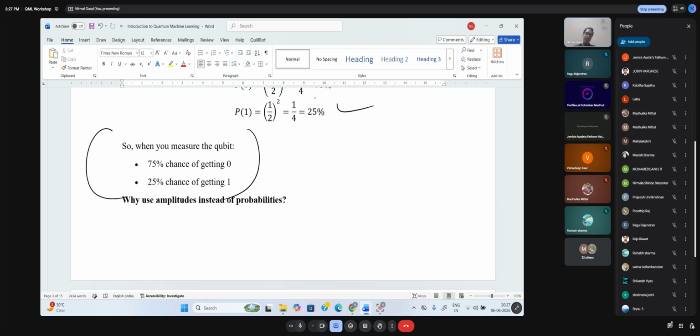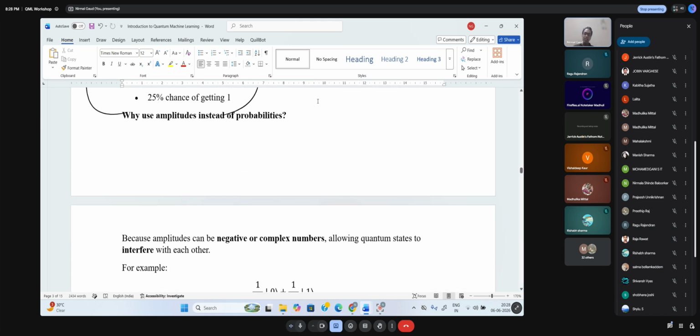All right. So in quantum, we have probability amplitudes. And why do we use these amplitudes instead of simple probability? Because we are talking about the superposition.